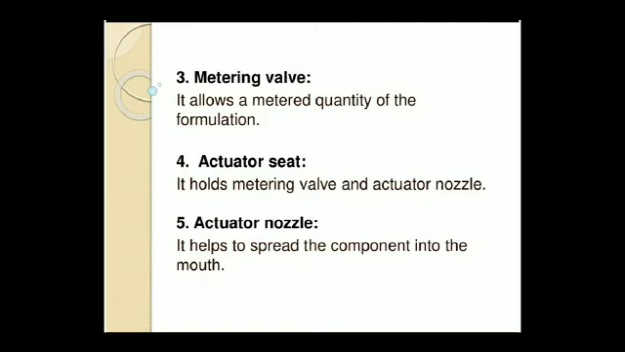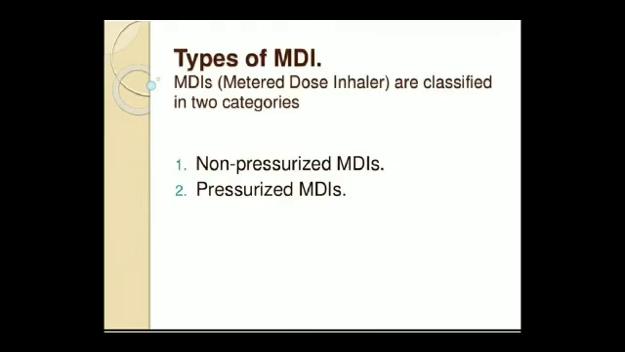Metering valve. The metering valve allows a metered quantity of the formulation. By the use of this valve, a specific quantity of drug can be introduced into the patient's lungs. Activator seat. It holds the metering valve and activator nozzle. Next one, activator nozzle. It helps spread the medicament into the mouth.